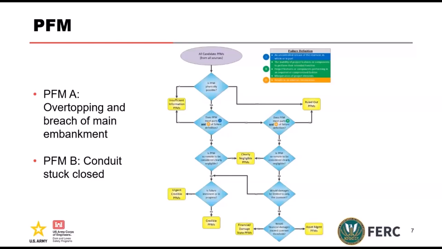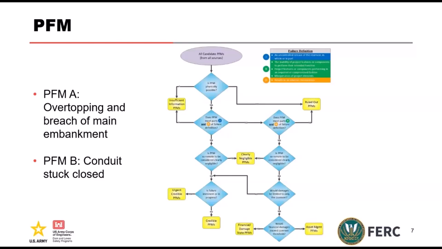Does it meet parts 2 and 3 of the failure definition? So part 2, inability of the project features or components to perform their intended function. Yes. Project features or components performed in an impaired or compromised fashion. Well, we've met one of these already. Misoperation is the other one. And 3, adverse consequence, yes. So yes on this. Is the PFM so remote to be considered clearly negligible? Well, we said earlier that it's got a little bit of a history of some weirdo operation. So no, it's not clearly negligible.